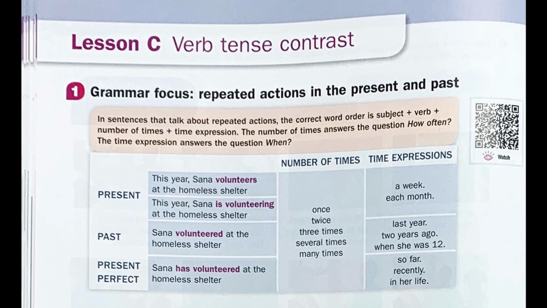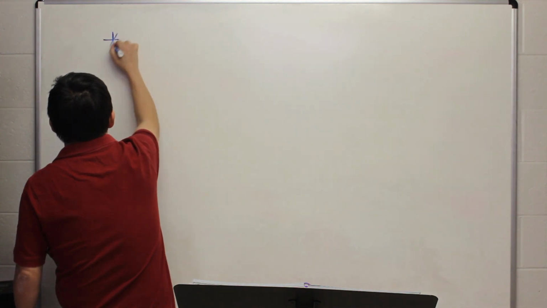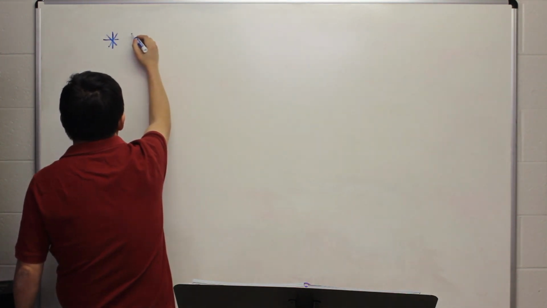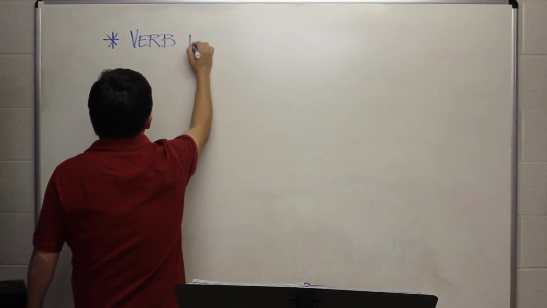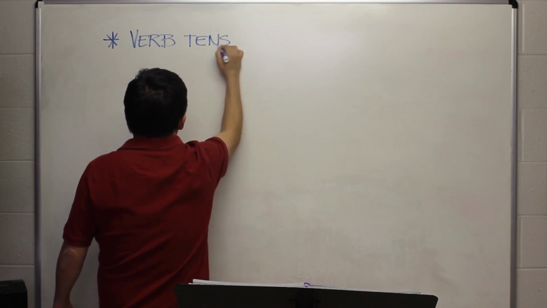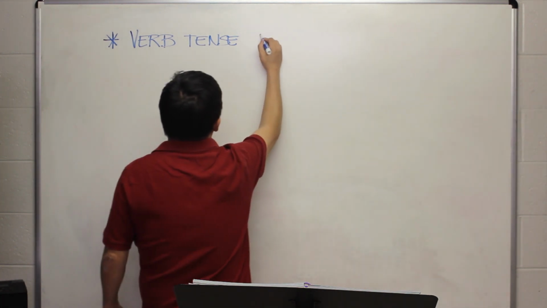So first, one thing you have to know is that we have to use number of times and time expressions with verb tenses that convey the idea of repeated actions or repeated events. So, look, let me write here. We are in our lesson C, page 62 in your student book. So verb tense contrast. Okay?